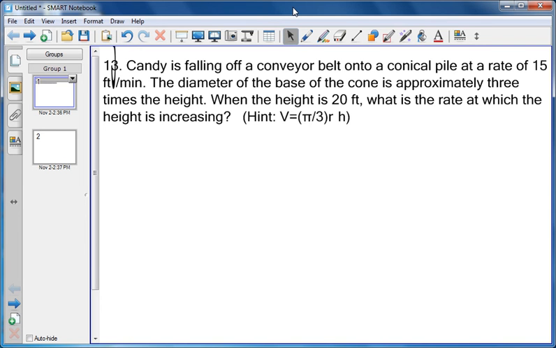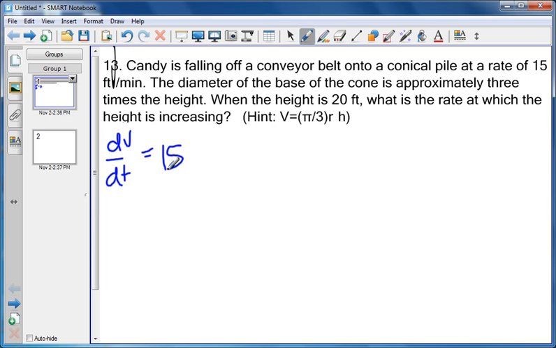Okay, I think this is probably the toughest question on the review sheet, so I want to try to walk you through it. It says candies falling off a conveyor belt onto a conical pile at a rate of 15, that should say cubic feet per minute. So that tells me that dV/dt is equal to 15. I know since it's cubic feet, it's talking about volume, and per minute tells me it's talking about a rate. Also, the fact it says rate.